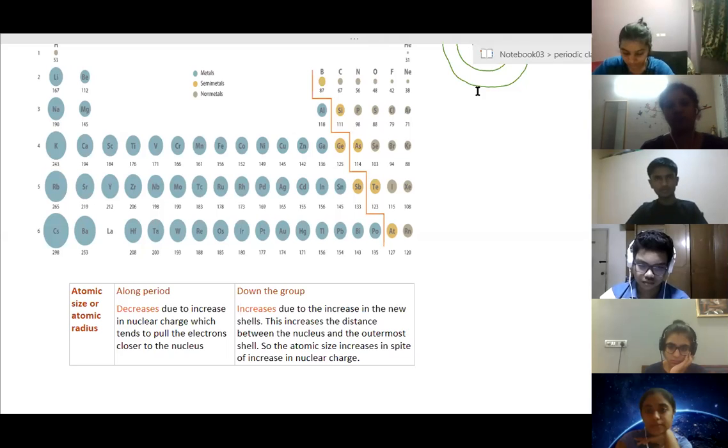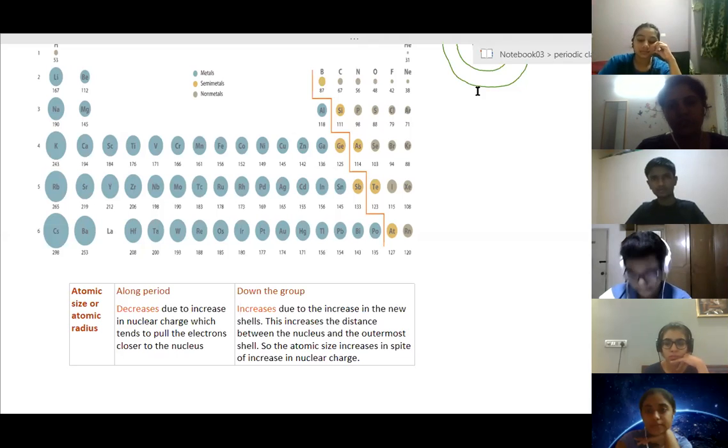So in the 17 group, what happens? Gaining property down the group, the tendency to gain electrons down the group will increase or will decrease? Decrease. It will keep on decreasing, because at the topmost, due to the lesser size of the atom, more force of attraction will be provided to the second shell electron.